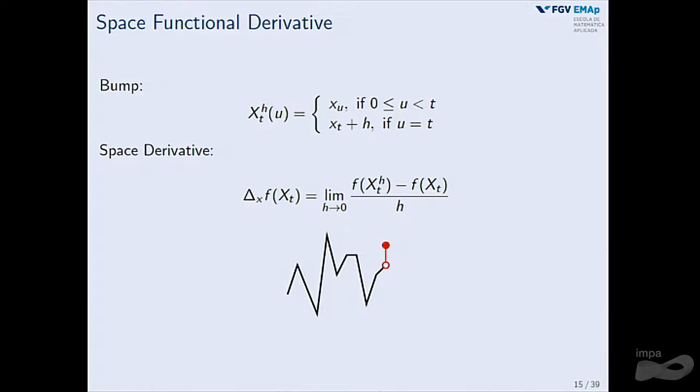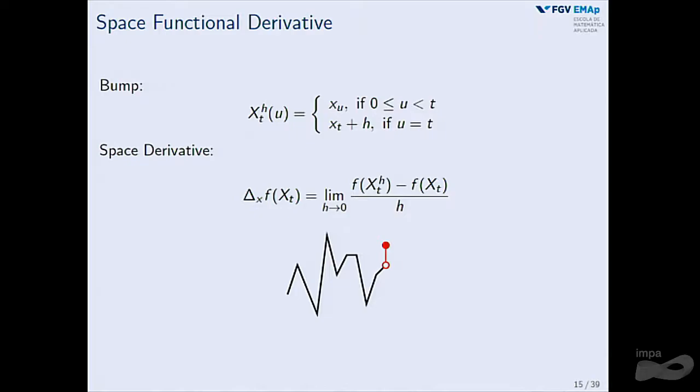And the most important derivative here is the correspondent of the Malliavin derivative in this setting, the space functional derivative, which compares the functional at this perturbed path, where the last value is just bumped by h, which could be positive or negative, of course. You compare the value with the old value, divided by h, and let h go to zero. This could be done differently. You could still constrain yourself to the realm of continuous paths, but you would have to change this notion of derivative. There are ways of doing this, but that's not what we'll follow here.